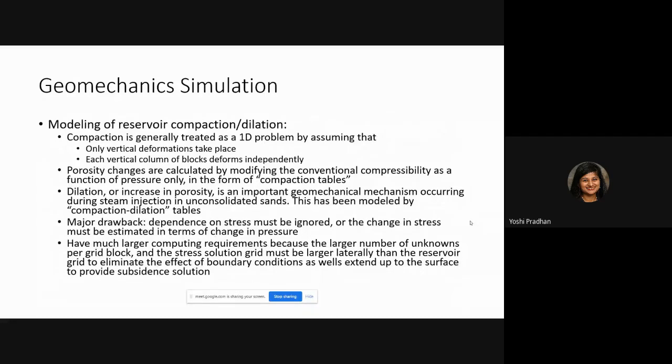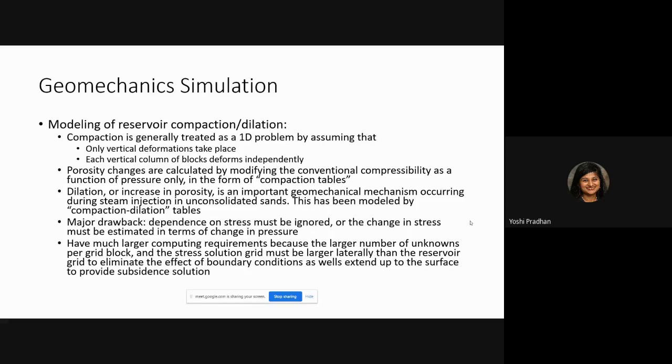So then you have the modeling of compaction and dilation. Compaction is generally treated as a 1D problem by assuming that only vertical deformations take place, and each vertical column of blocks deforms independently. Porosity changes are calculated by modifying the conventional compressibility as a function of pressure only, in the form of compaction tables. Dilation, or increase in porosity, is an important geomechanical mechanism occurring during steam injection in unconsolidated sands, and this has been modeled by compaction dilation tables.